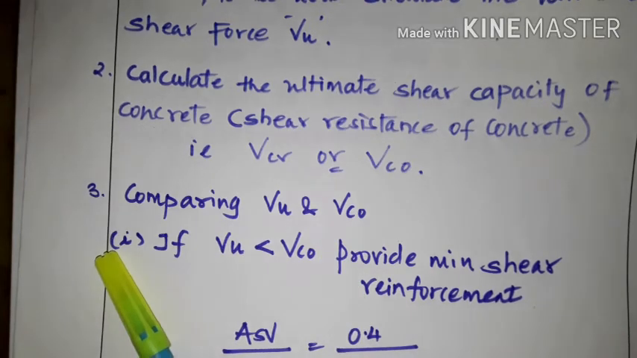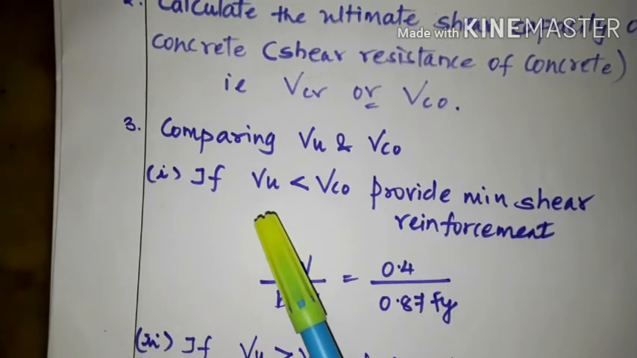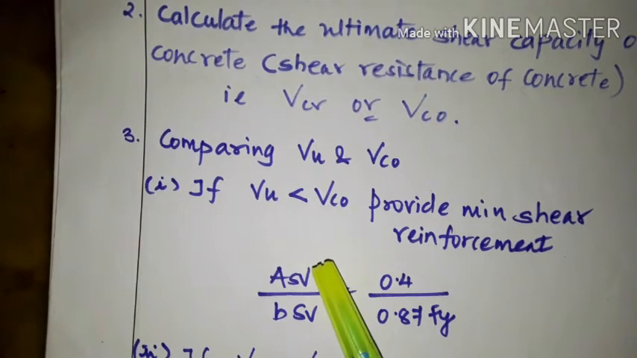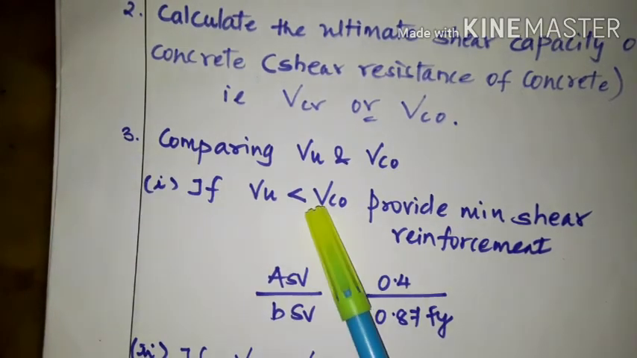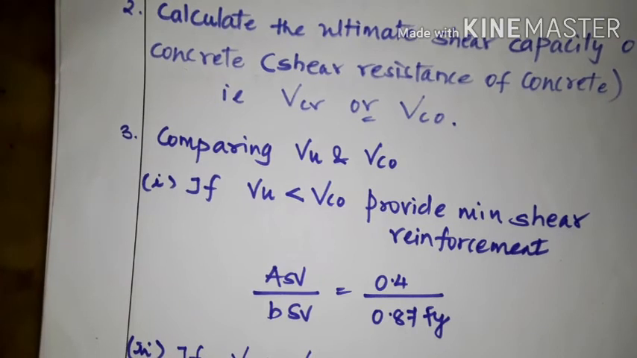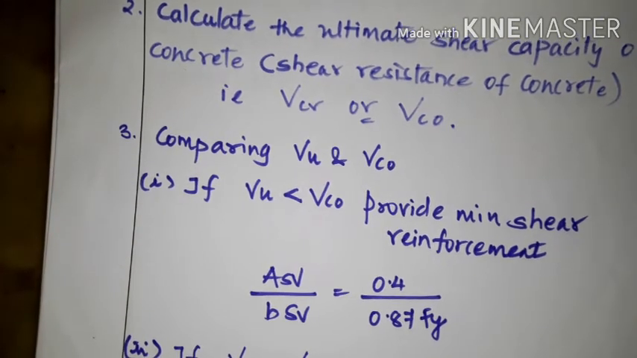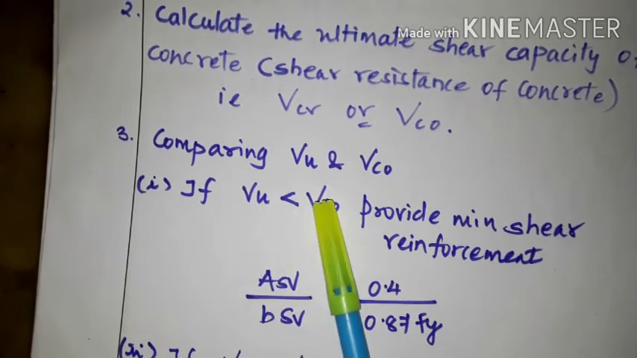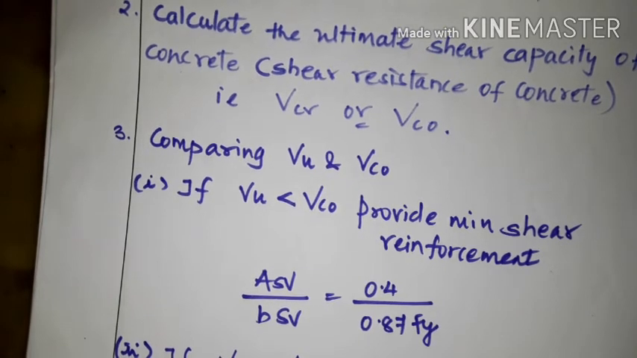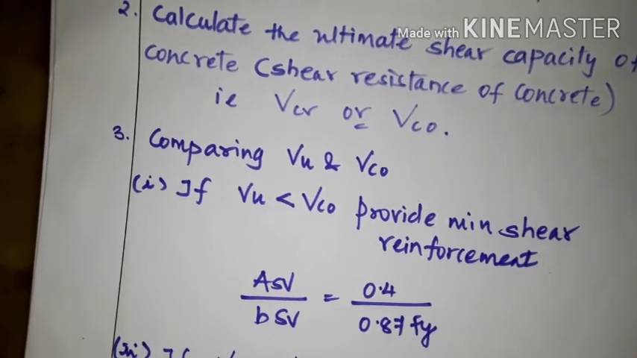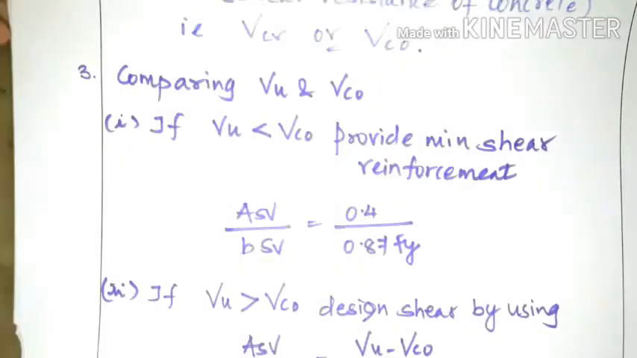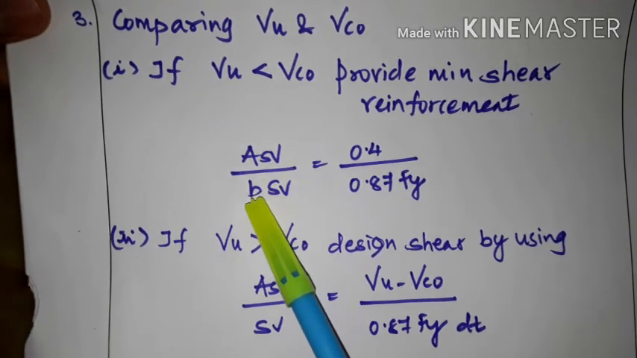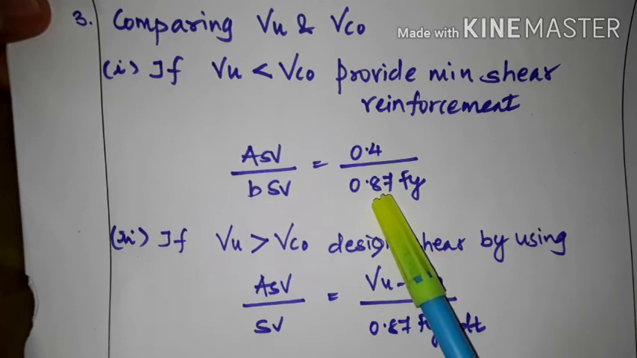So the first condition is, if VU is less than VCO, provide minimum shear reinforcement. It means our beam is safe in shear, but still we have to provide minimum shear reinforcement. Understood? So we have to provide minimum shear reinforcement by using ASV upon SV is equal to 0.4 upon 0.87 Fy.